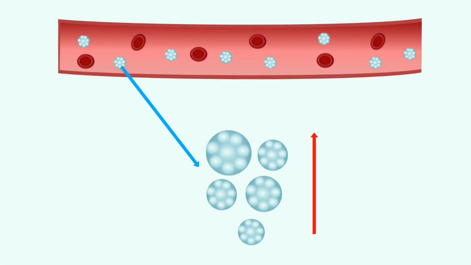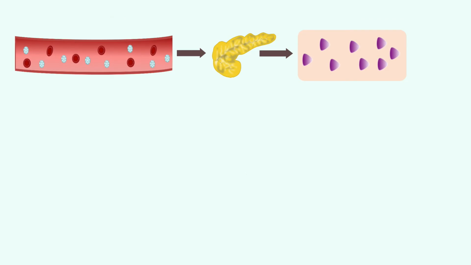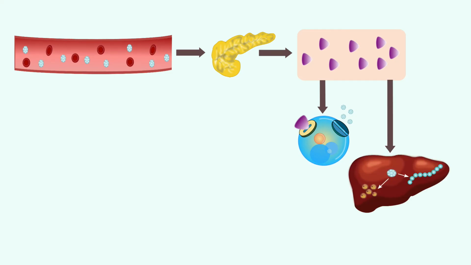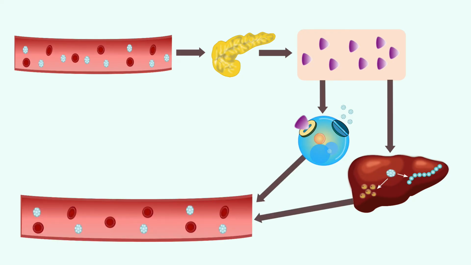When blood sugar level rises, the pancreas releases insulin. Insulin takes up glucose from the blood into the cells. It then promotes the formation of glycogen and triglycerides in the liver. Blood glucose then returns to normal level.